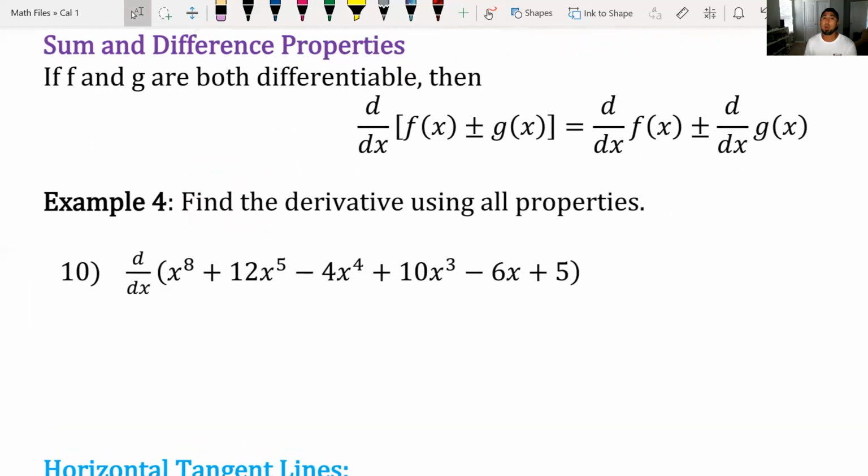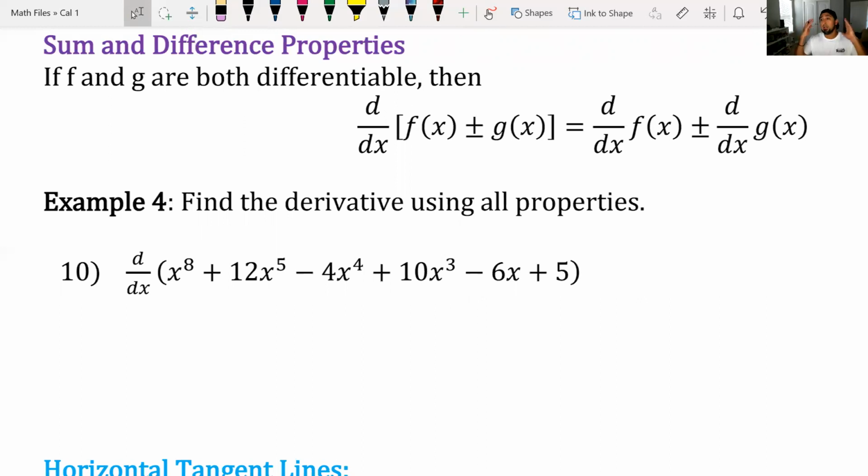Okay, next property for derivatives. It says you can apply derivatives over the sum and difference of multiple terms, just like limits. d over dx of f of x plus or minus g of x is the same as d over dx of f of x plus or minus d over dx of g of x. So we can apply the derivative to multiple terms, which is what we're going to do in number 4.